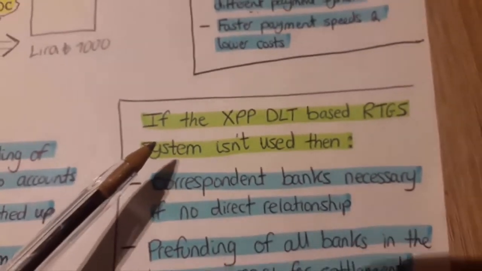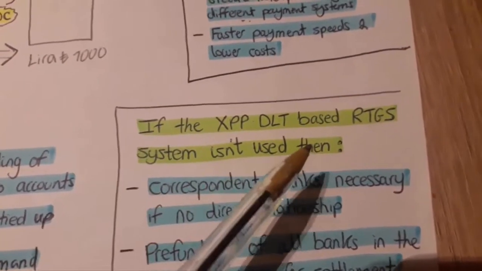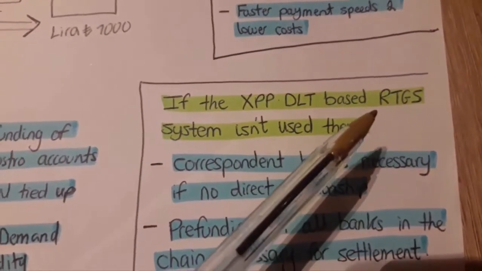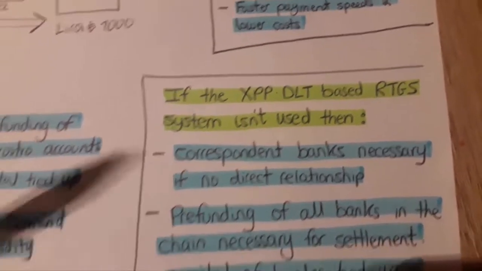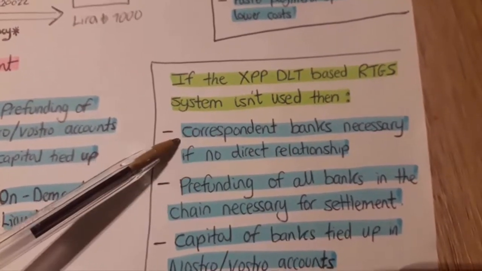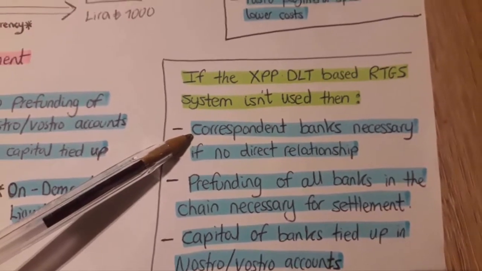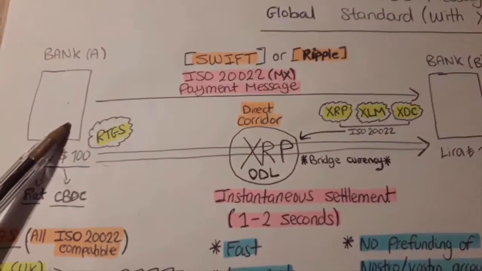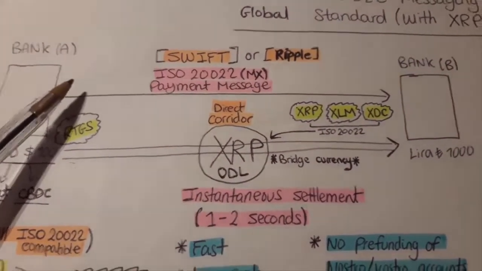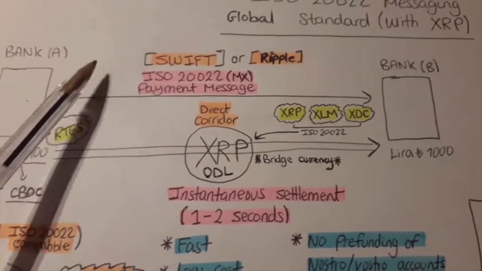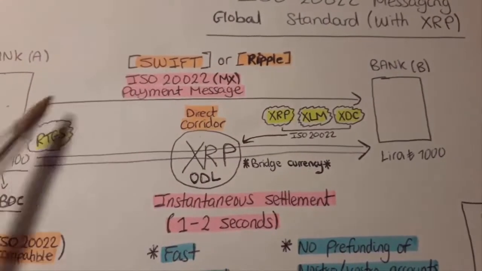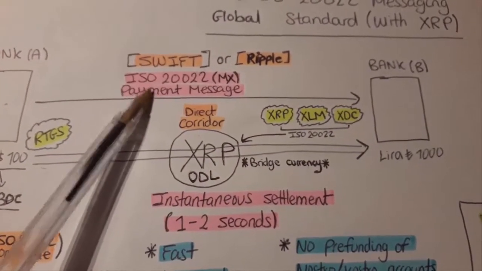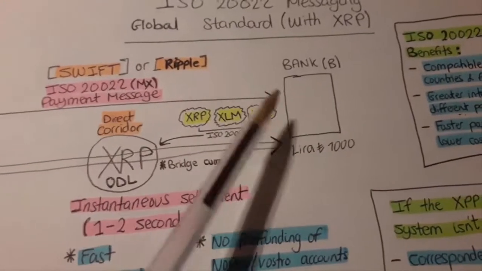So if the XRP DLT, distributed ledger technology based real-time gross settlement system, isn't used, then what does that mean? Well, it still means that correspondent banks would be necessary if there's no direct relationship. So in this case, even if they were sending a message over with ISO, because there's no direct relationships, you're going to have correspondent banks in the middle, even if they all recognize the same message.